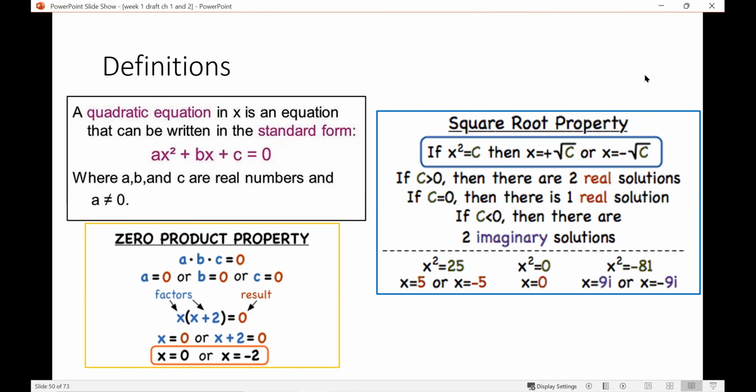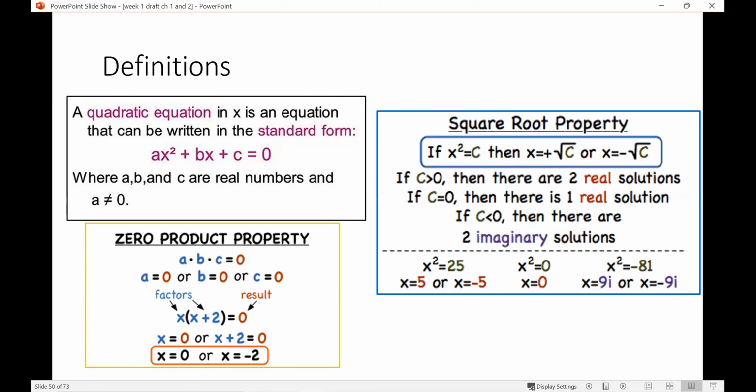So a quadratic equation in x is an equation that can be written in the standard form ax squared plus bx plus c equals 0. Here, a, b, and c are all going to be real numbers. A cannot be 0, otherwise it's not a quadratic because it's not a second degree equation, but it's possible for b and/or c to be 0. Now, while this standard form is set equal to 0, sometimes you're going to see a quadratic equation that isn't in standard form, and you need to be able to recognize it then as well.